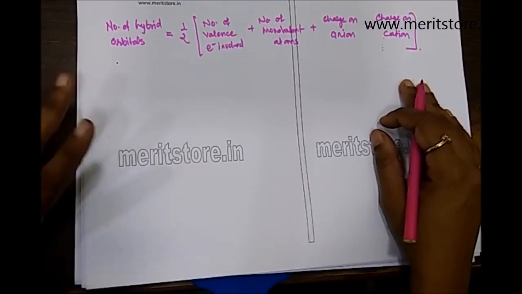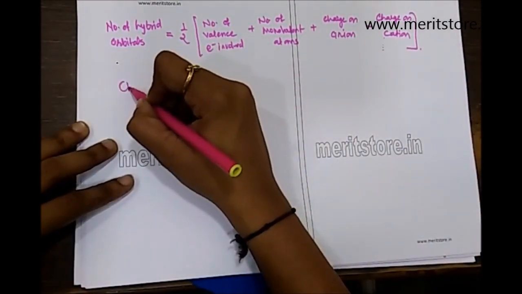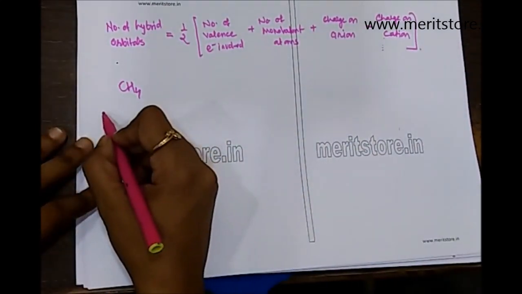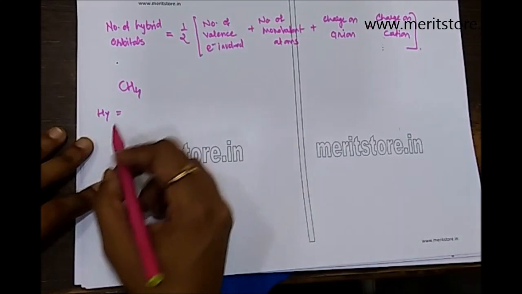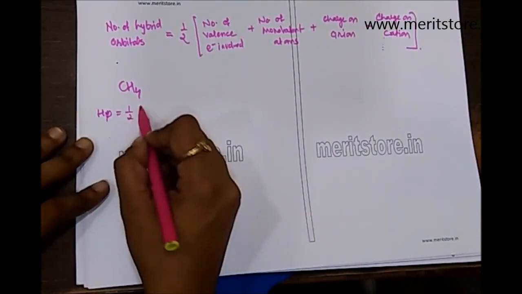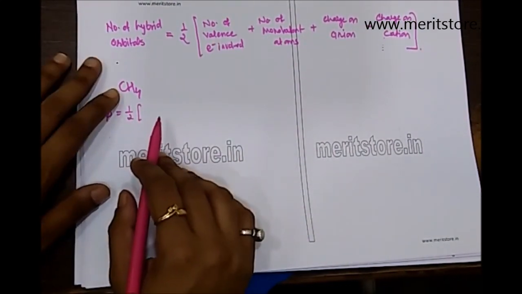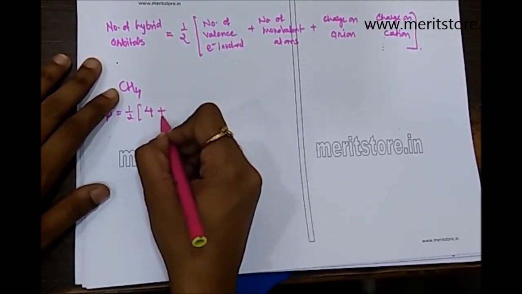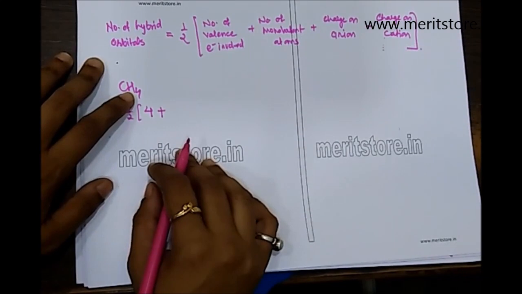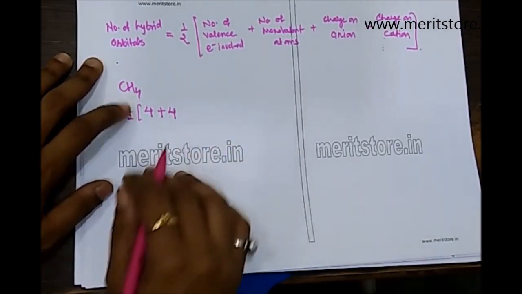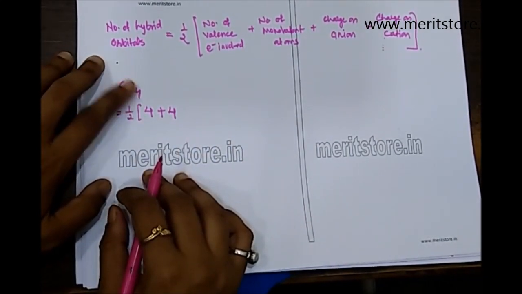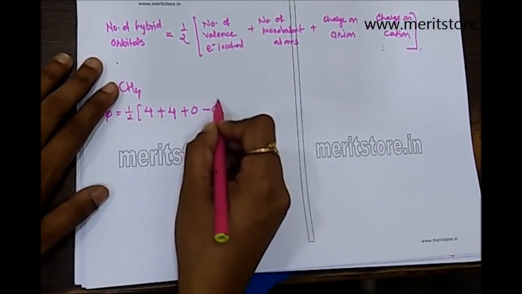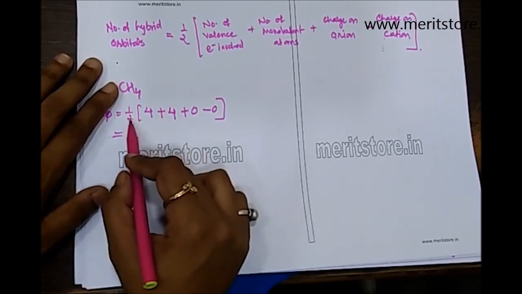This is the simple formula we'll use in order to find out the hybridization. So let us solve some examples related to that. For example, if you are doing the calculation for methane, to find out the number of hybrid orbitals, first of all, this is half. In the valence shell of carbon, there are 4 electrons present. So the number of valence electrons is 4, plus hydrogen is a monovalent atom, so I will add 4 over here. It's a neutral molecule, so it's not an anion, it's not a cation. So the charge on the anion is 0, the charge on the cation is 0. So the total is 8 divided by 2.